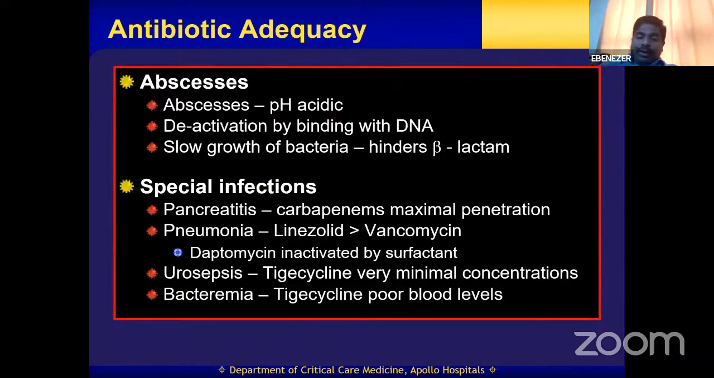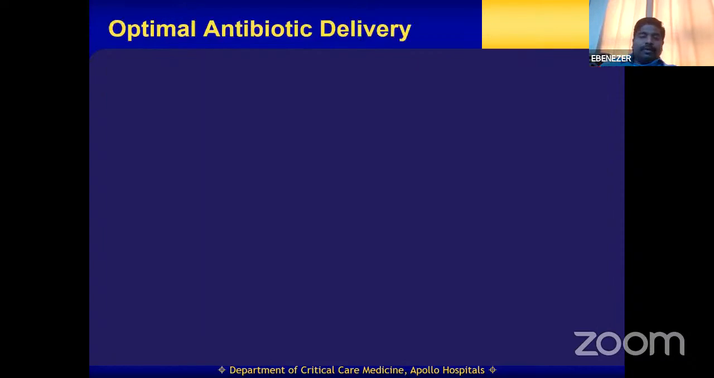If you look at pneumonia, okay, linezolid is better than vancomycin. You cannot use daptomycin in pneumonia because it will be inactivated by surfactant. And tigecycline absolutely has very poor efficacy in bacteremia. So when a patient is suffering from bacteremia, you cannot be using tigecycline in those patients. So you should be careful. And similarly, in urosepsis, there are also very minimal concentrations. So these are certain things that you should understand, and based upon that, you should tailor your antibiotics so that you get the best possible results.